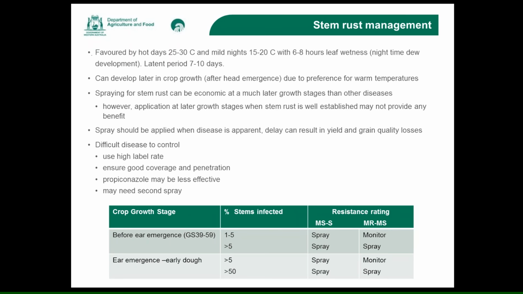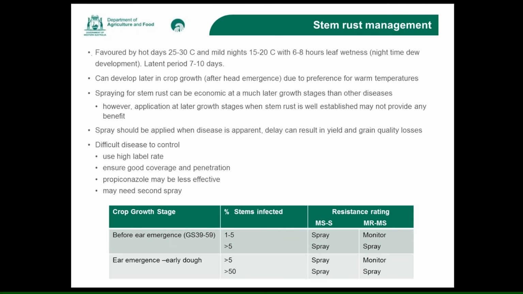As a simple table to give some guidance, basically, if we're before ear emergence, so sort of flag leaf through to the heads coming out, and you've got a moderately susceptible, very susceptible, up to moderately susceptible variety, and you're finding stem rust in the crop at sort of 1 to 5% or trace levels, by the time you get out and sort out the fungicide and get out there, it's certainly time to be spraying that crop.